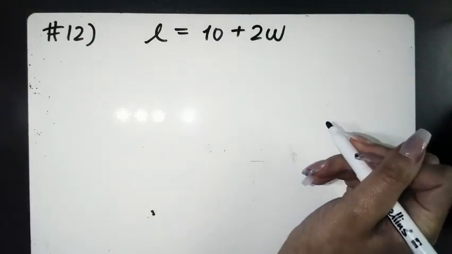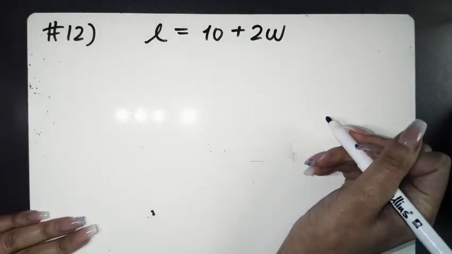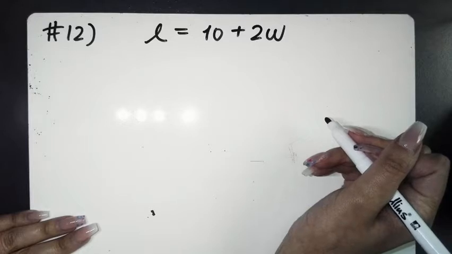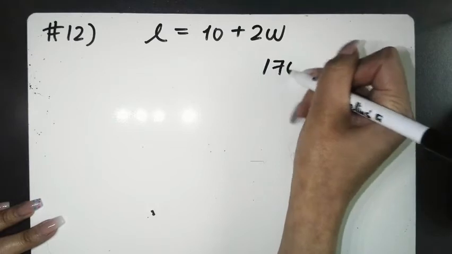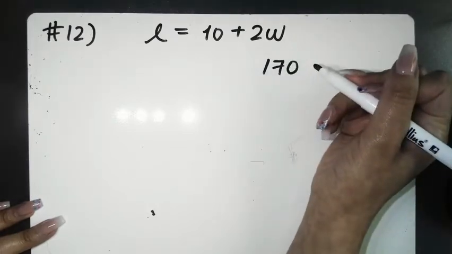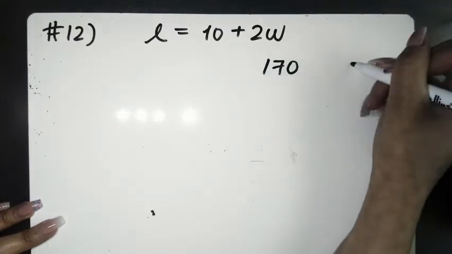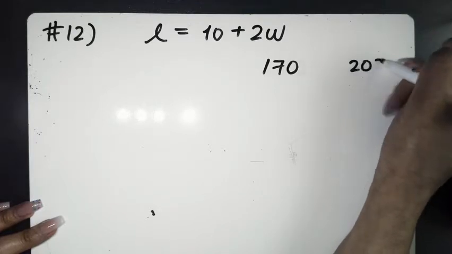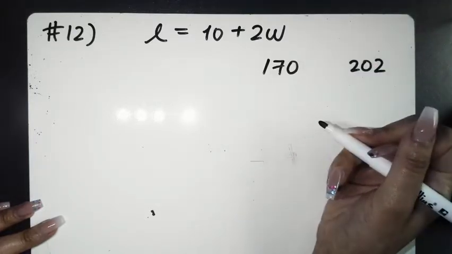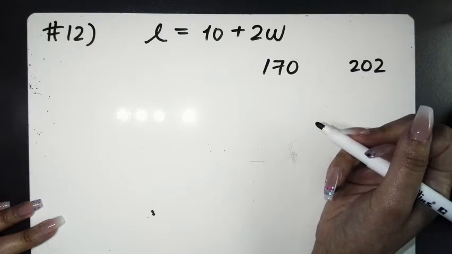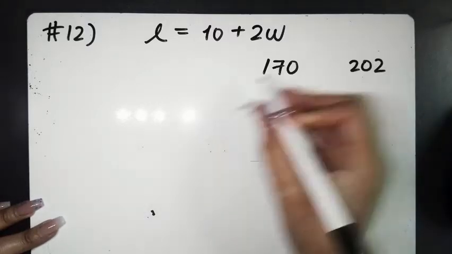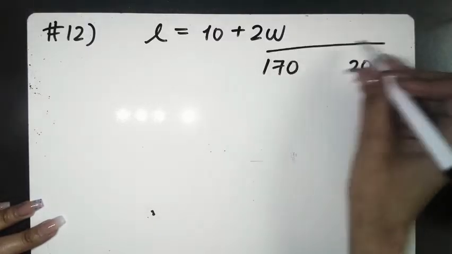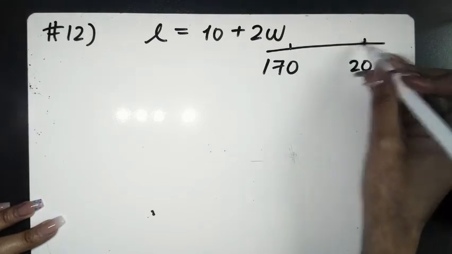Then they tell you if the perimeter of the pool is at least 170 feet and at most 202 feet, write the absolute value inequality that describes the possible widths of the pool. Then solve and show all your work. What are you going to do here? This looks like basically the solutions.